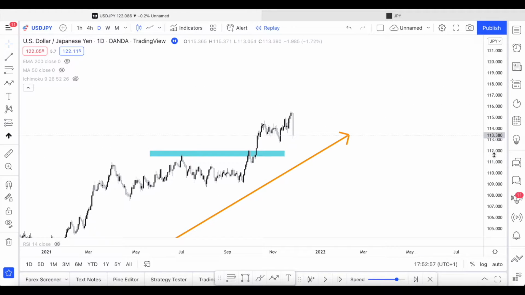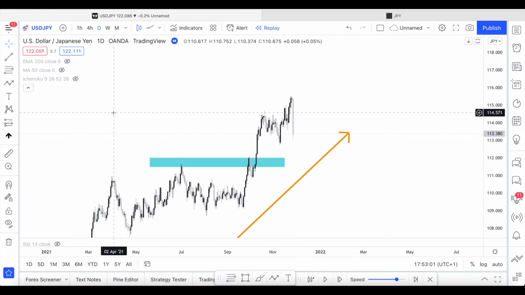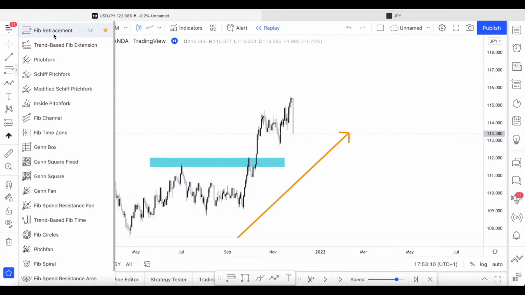What I suggest you do is find a reason to enter. A very, very popular reason for myself and a very successful reason for myself is called the Fibonacci Retracement. You'll find it on TradingView. I've got it favorited down here. It's called the Fib Retracement.